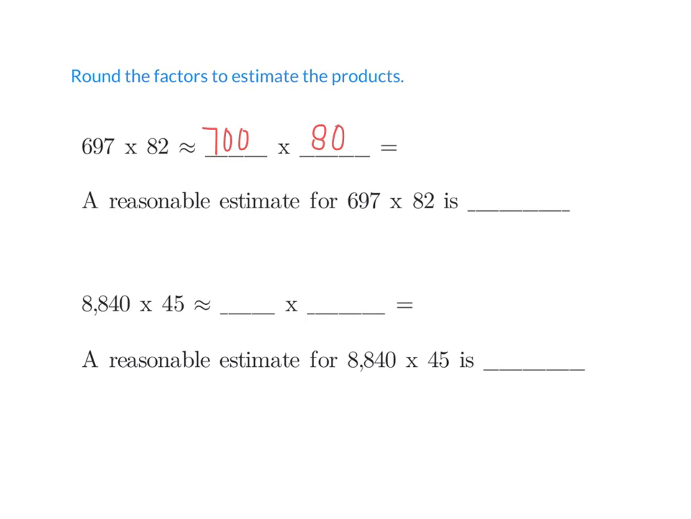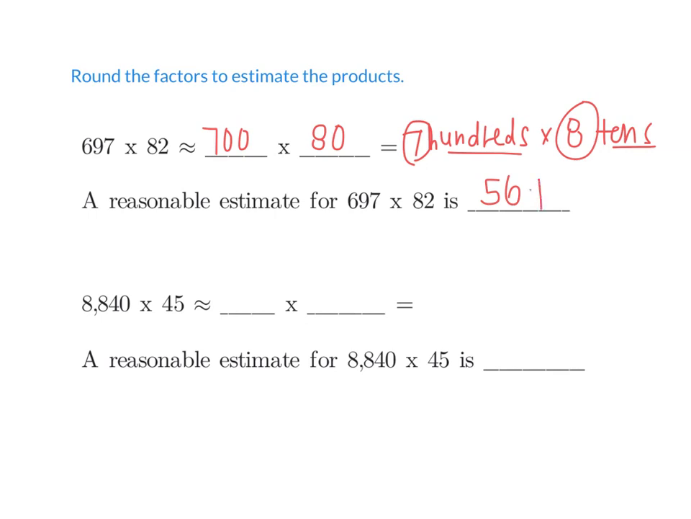So I know that 700 times 80 is going to be the same as 7 hundreds times 8 tens, which means I can really just think about math facts. I can think about 7 times 8 is 56, and what's hundreds times tens? So a good estimate for 697 times 82 is 56,000. Okay, let's try another example.